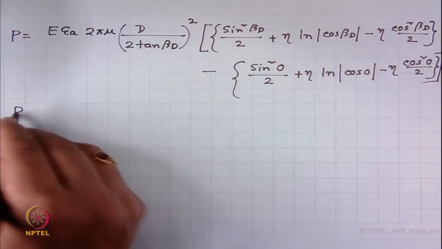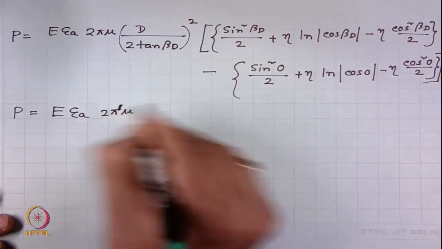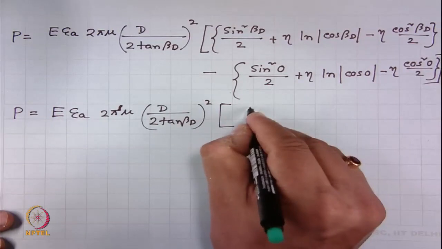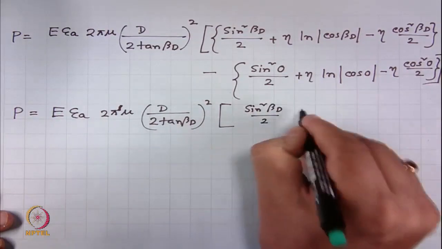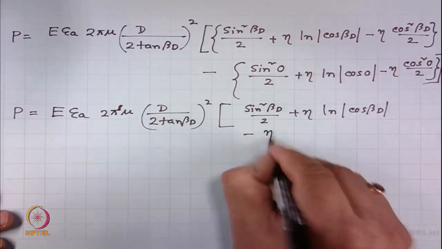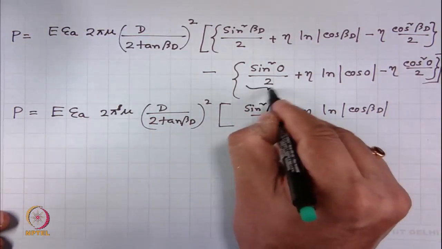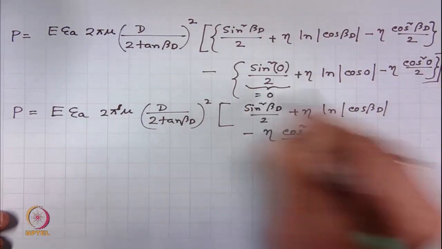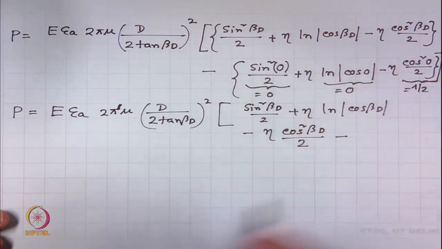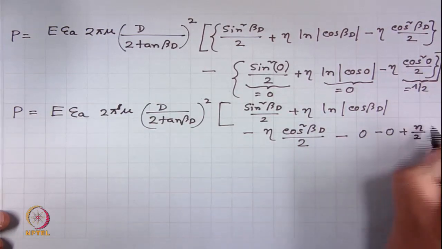Let us see what it becomes. P equal to E epsilon A by 2 pi mu D by 2 tangent beta D squared, sin square beta D by 2 plus eta ln cos beta D minus eta cos square beta D by 2, minus, this is equal to 0. This is equal to 0. This is equal to half. So, 0 minus 0 plus eta by 2.